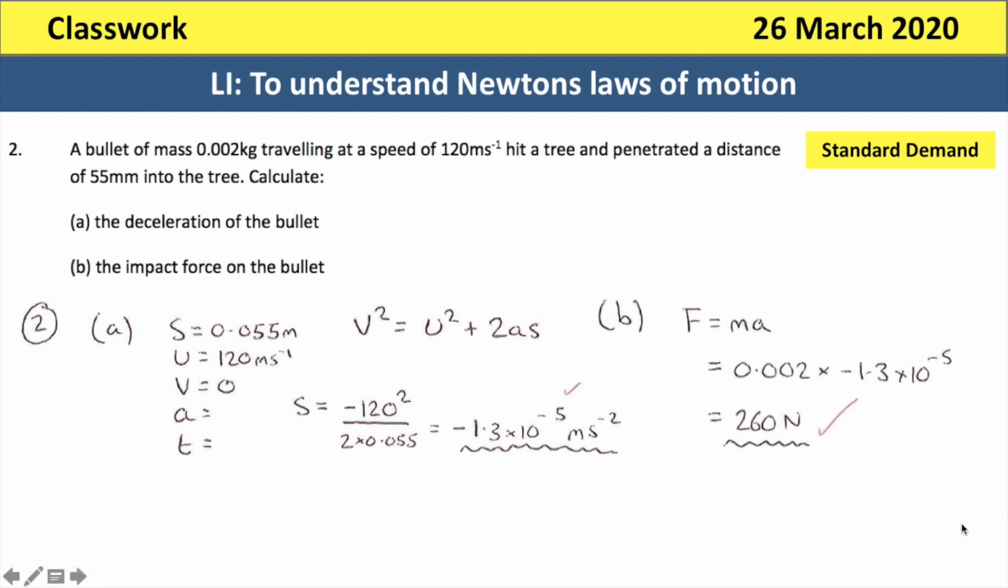Part B wanted us to work out the impact force on the bullet, so we'll be using F equals m times a. The mass, of course, is 0.002 kilograms. We've just worked out what the deceleration was, so we multiply those together and the product gives us 206 newtons as being the force on the bullet that causes it to decelerate.